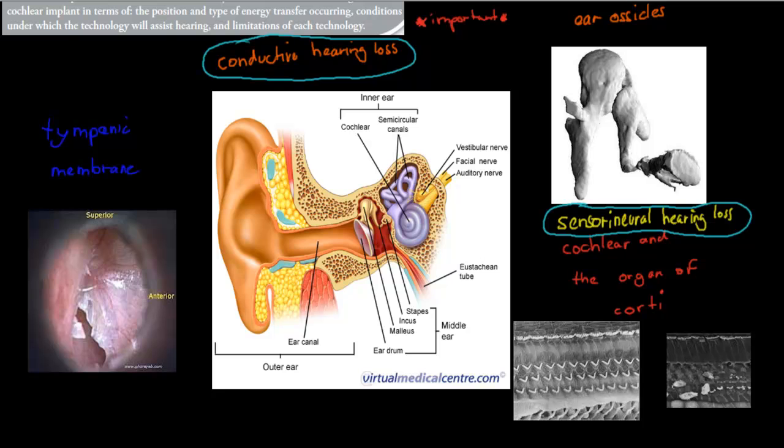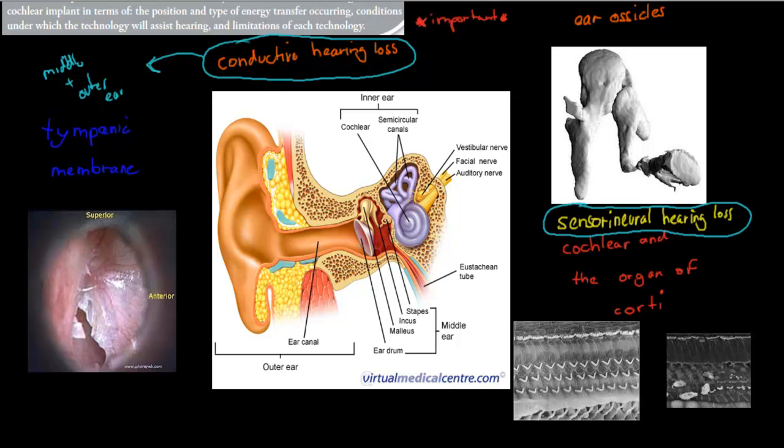First, we'll talk about hearing loss and what kind of hearing losses exist. There's something called conductive hearing loss, which affects the middle ear or outer ear. So if there is a problem with the middle or the outer ear, which would be the pinna, the auditory canal, the tympanic membrane, or the ossicles.